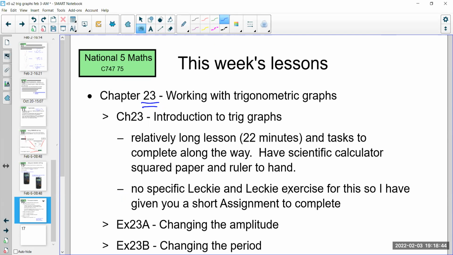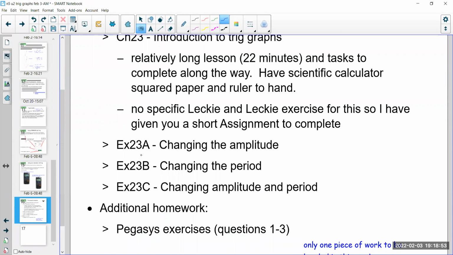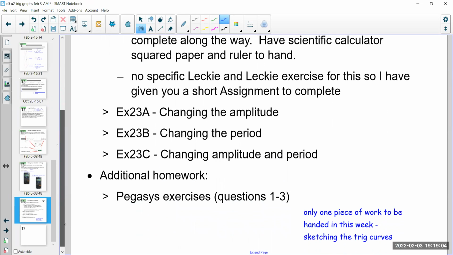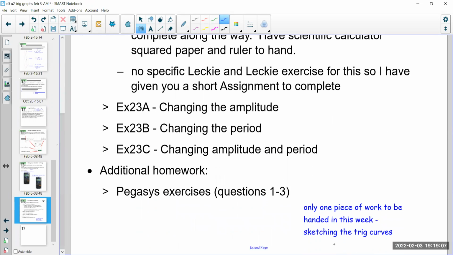There are no specific Leki exercises for you this week. You've got a short assignment to complete: exercise 23A, 23B, 23C. You can look at Pegasus work for those who want to do more. Only one piece of work is to be handed in this week, sketching trig curves: a sine wave, a cosine wave, and a tan wave. These are the three curves that we will use during our trig sessions.